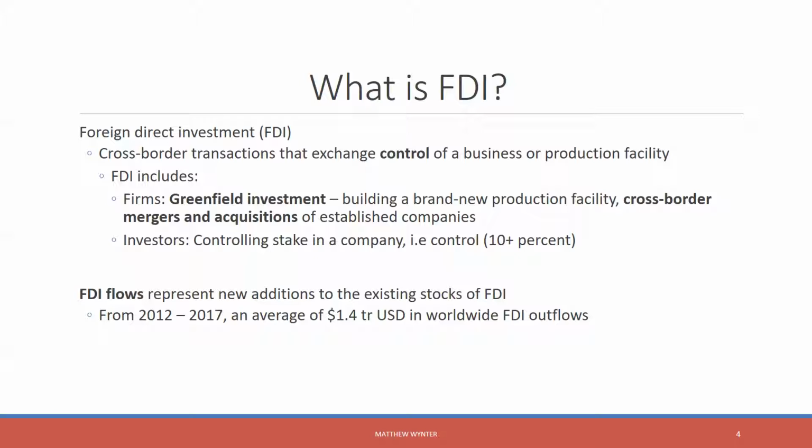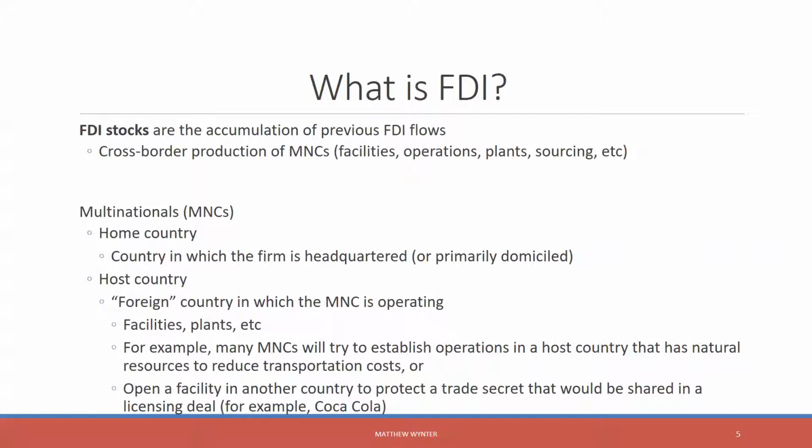Some more terminology. We have FDI flows, which represent additions to the existing stock of FDI. So the flows are our yearly flow of capital, these large flows between countries. The FDI stocks are the accumulation of previous FDI flows. So you can think of this as, let's say the multinational corporation has facilities, operations, and plants all around the world. Not every single year is the firm going to be acquiring another firm or building a brand new facility. So we still want a way of keeping track of the previous flow of capital. And again, these are really, really large volumes.